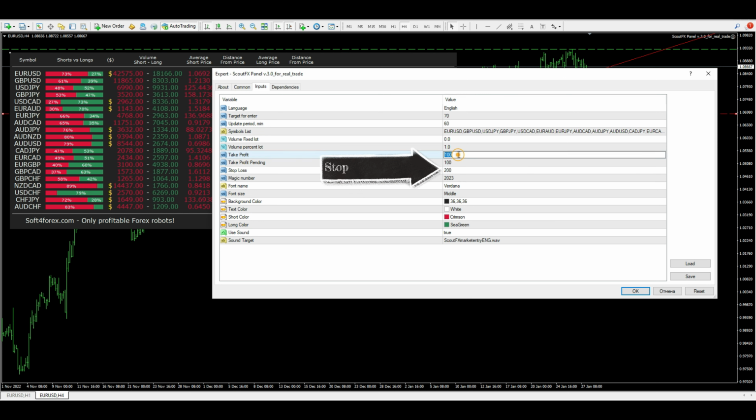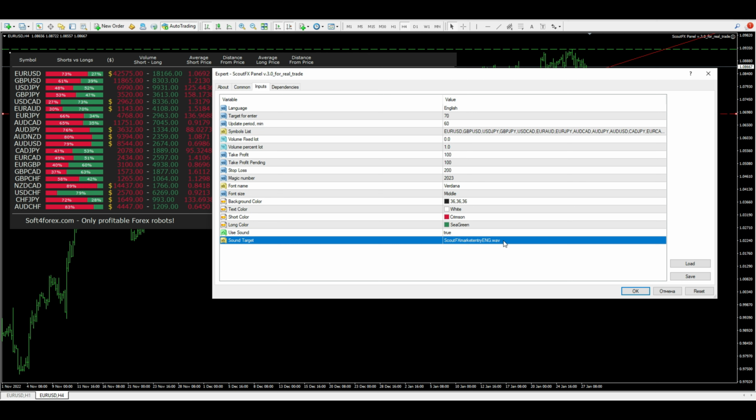Next are the standard settings for the magic number and the design options for the color palette of the ScoutFX panel. The last line indicates the name of the sound file that is played when a signal appears to make a decision to enter the market. In the setting, you can turn off or turn on the sound notification through the false true menu.